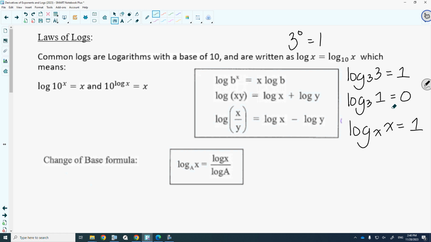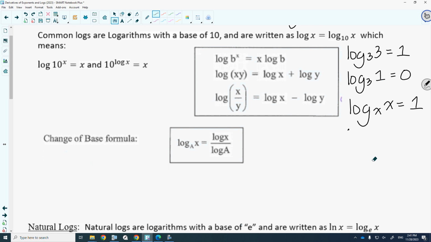Now, how are we going to do things in calculus? We're going to introduce e. e is an irrational number, 2.71. So log base 2.71 with an argument of 2.71, what's the answer? 1. Okay, so don't panic when you start seeing e's everywhere.